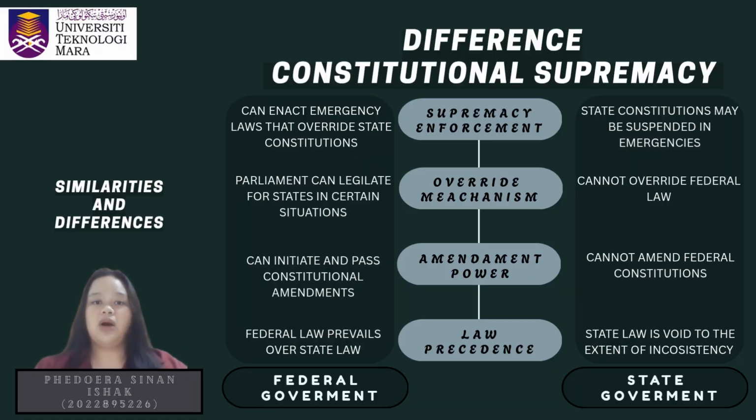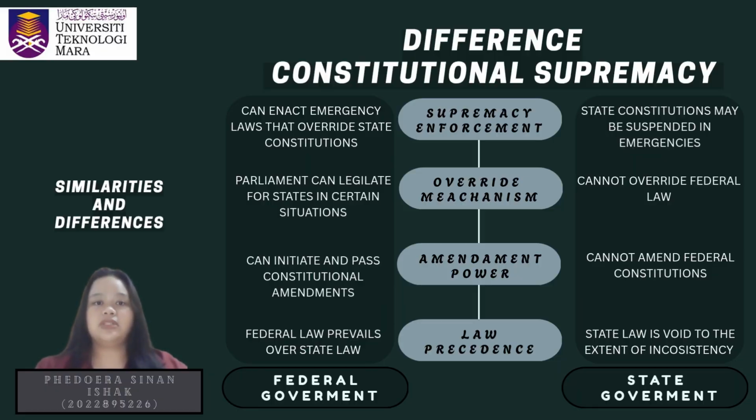Moving to amendment power, the federal government can initiate and pass constitutional amendments, reflecting its role as the guardian of the supreme law. State governments, notably, cannot amend the federal constitution. The legislative scope is limited to state matters consistent with the federal framework.